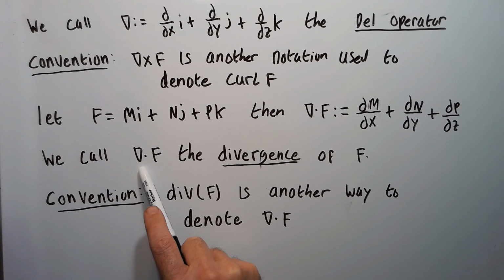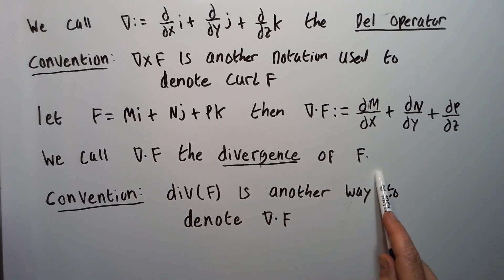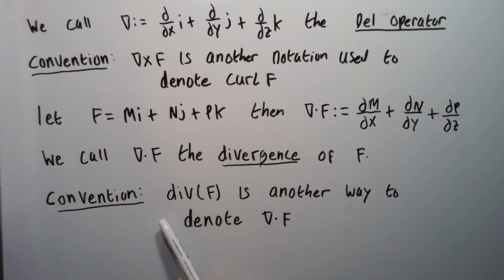So we call our del operator dotted with F the divergence of F. By convention, div F is another way to denote the divergence. Okay, let's look at an example now.